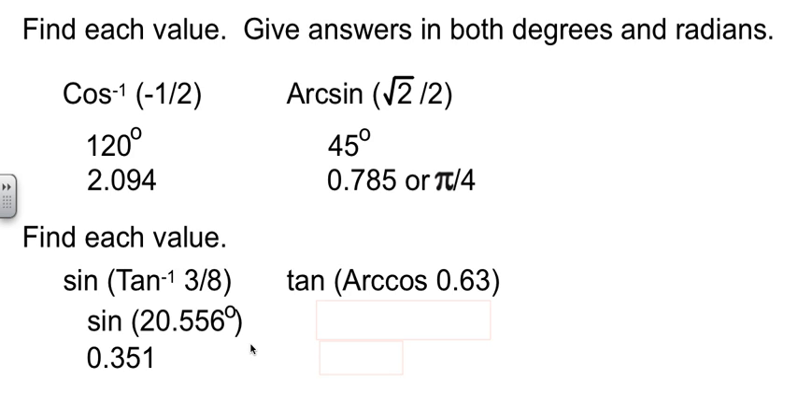Okay, let's do one more of this nature. We have arc cosine of 0.63, and they want us to find the tangent of that value. Well, first I'm going to find arc cosine of 0.63. Again, I'm in degree mode in my calculator right now. So I got 50.950 degrees. And when I do tangent of that in my calculator, I get 1.233. Again, if you were in radian mode, this value would be different. But the final answer would be the same within rounding.